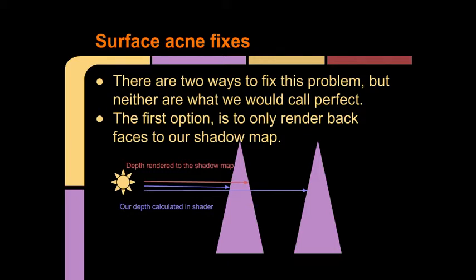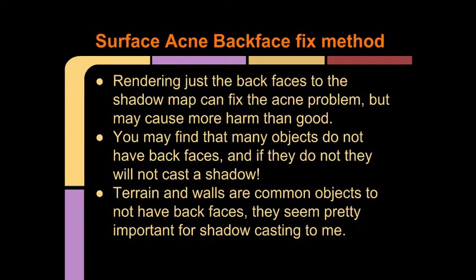But where does this solution fail? Rendering the back faces to the shadow map only will cause problems when you have objects without back faces. Terrain would typically be one common case for not having a back face. Sometimes the walls of structures will not have back faces. We know walls in our real world have thickness and insulation, but in a simulation, maybe a single quad will suffice. Except it will not have a back face and thus would not cast a shadow.